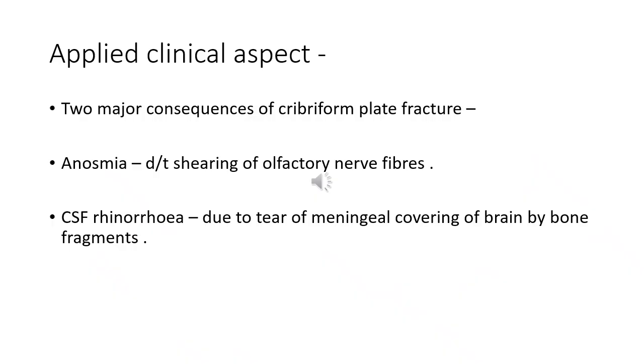Come to the applied aspects related to the anterior cranial fossa and its structures. If there is any trauma or injury to the cribriform plate, there are mainly two major consequences of the fracture of the cribriform plate. Number one is anosmia, that occurs because of the shearing or tearing of the olfactory nerve fibers in the injury. Second is CSF rhinorrhea, that occurs due to the tear of meningeal covering of brain by the bony fragments.